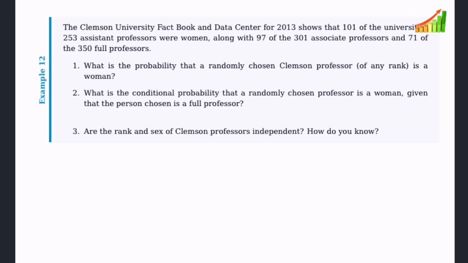Now let me explain this example. Example 12. The Clemson University Factbook and Data Center for 2013 shows that 101 of the university's 253 assistant professors were women, along with 97 of the 301 associate professors and 71 of the 350 full professors. Before I go to the questions, let me write down this information. I use a table to bring all the information here.